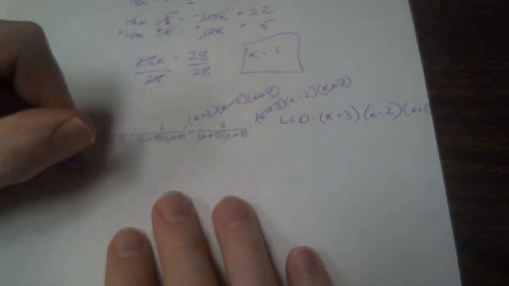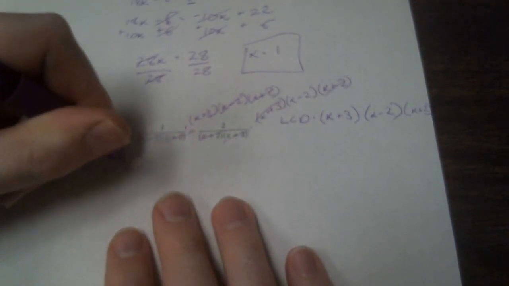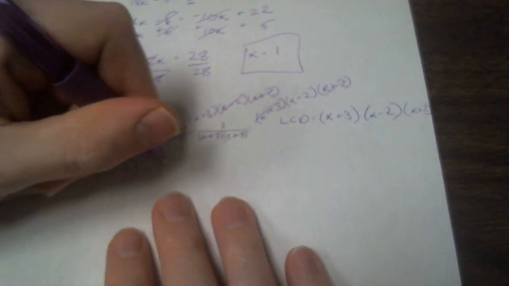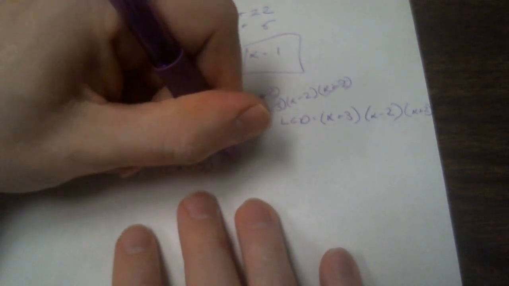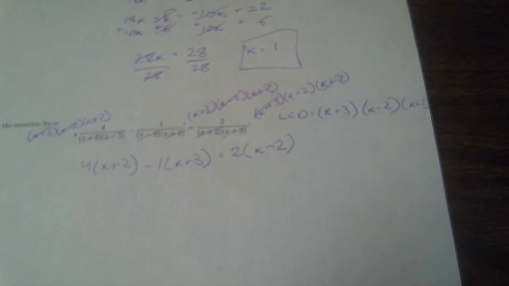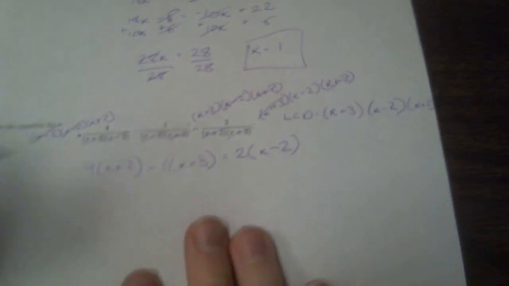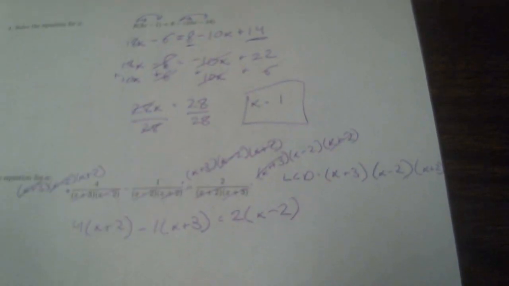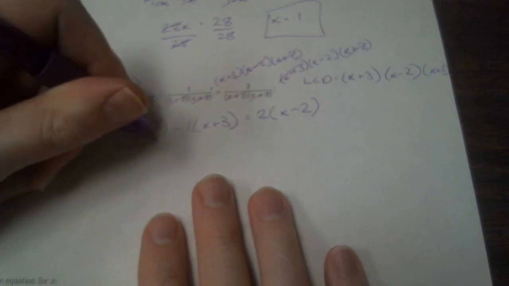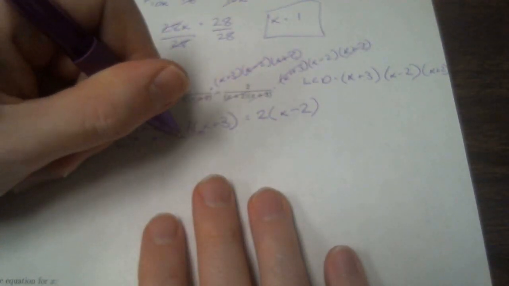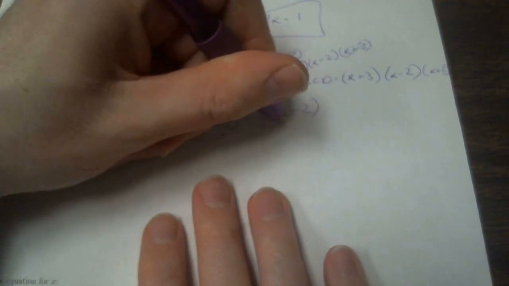So what I'm left with here is 4 times x plus 2 minus 1 times x plus 3 equals 2 times x minus 2. All right, and at this point, we solve this just like we would solve any other linear equation. So again, we start off, we distribute if we can, and combine like terms.